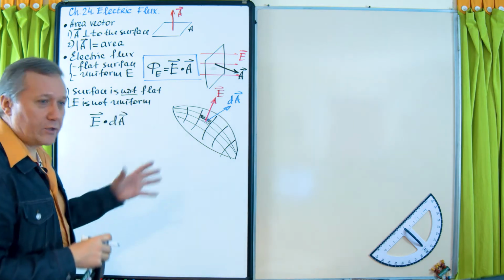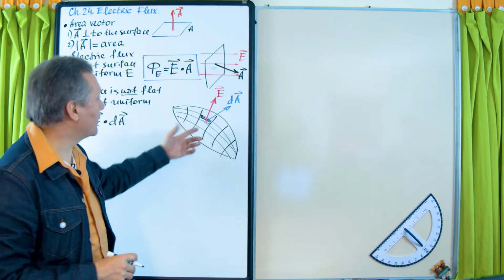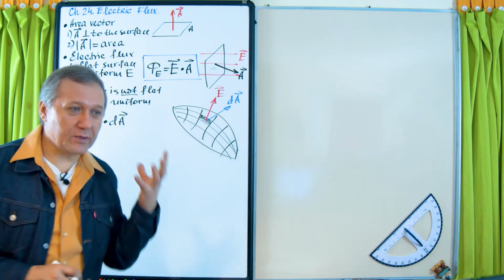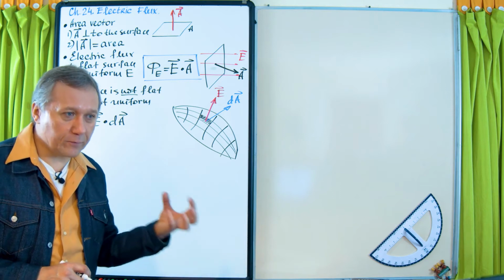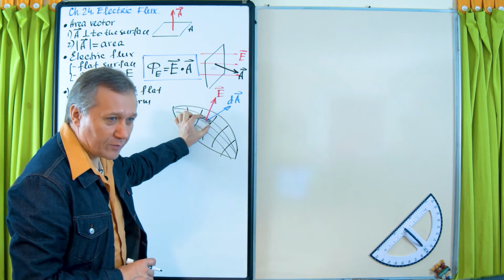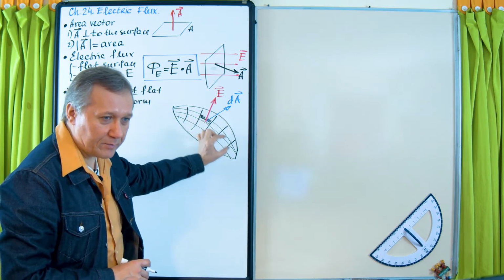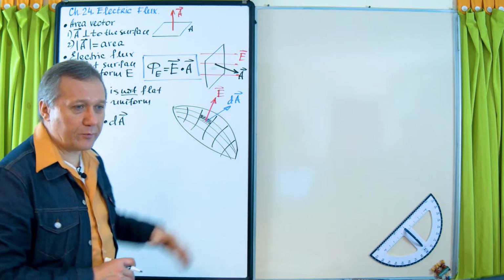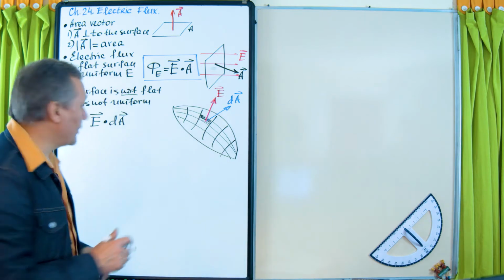So the flux through this small patch will be E dot dA. But since we're interested in the flux through the whole surface, we just need to integrate this expression. Again, what does integration mean? Integration is just a fancy word for adding small contributions. So a small contribution from this patch, plus a small contribution from that patch, plus from that, and you keep moving, keep adding until you cover the whole surface. That's what integration is.